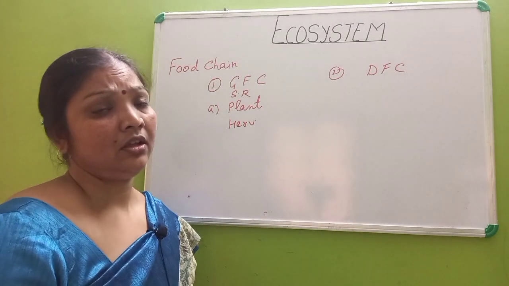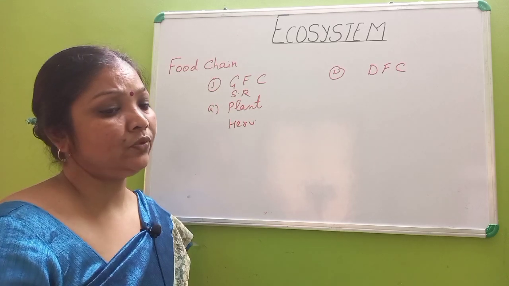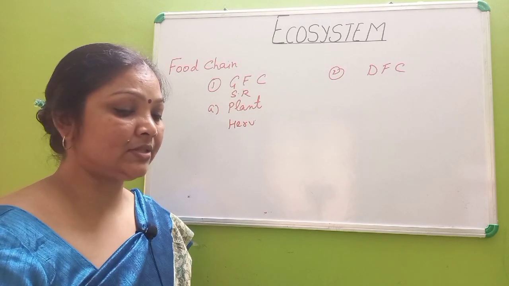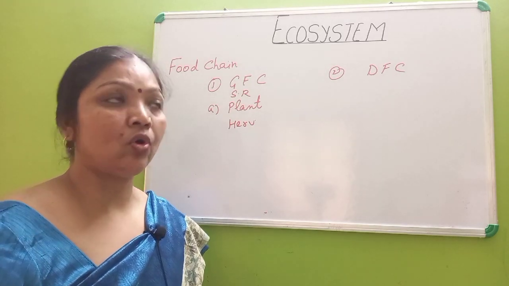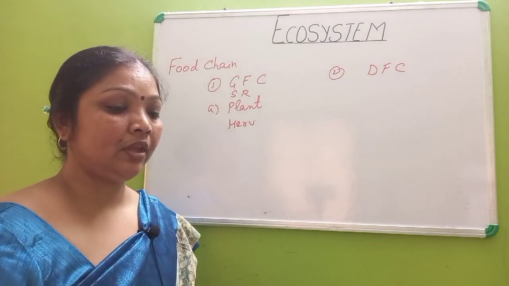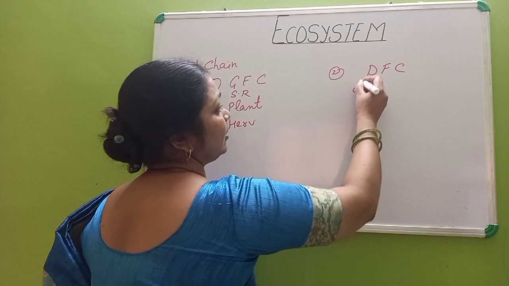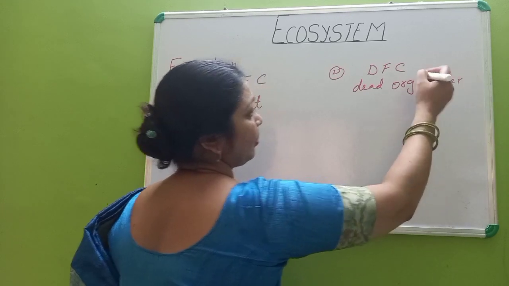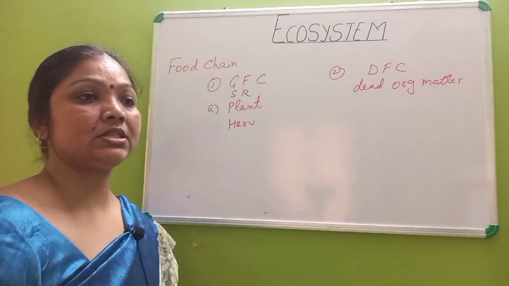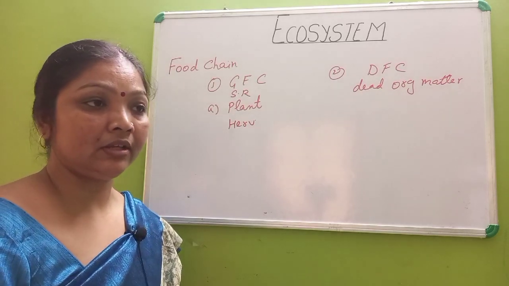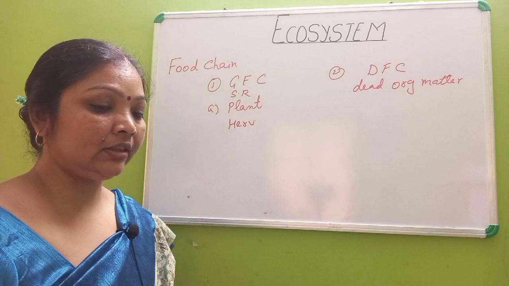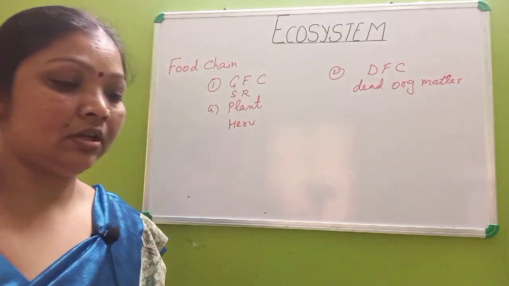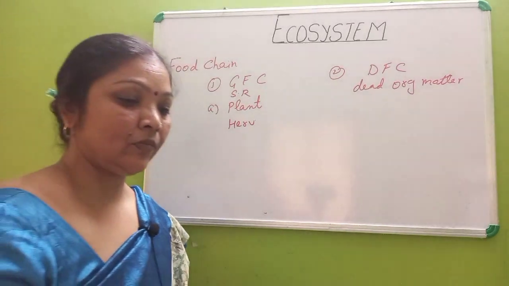Now second is the detritus food chain. The detritus food chain is characterized by the primary energy source being dead organic matter. Okay, so the primary substance is dead organic matter. And the second thing, the main sources of dead organic matter are leaves or dead animals.